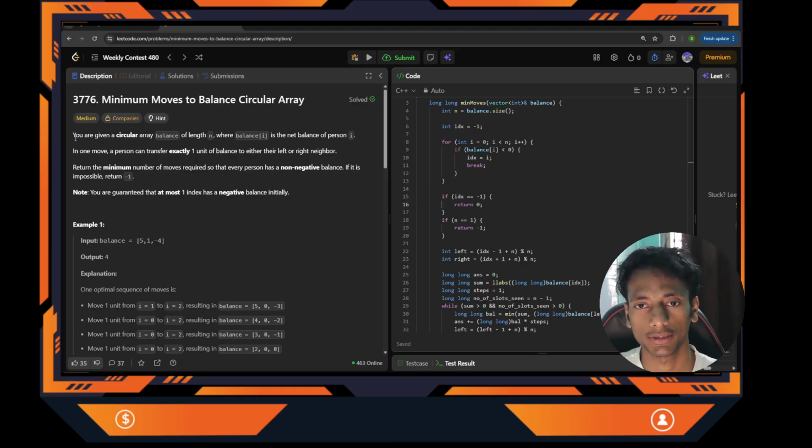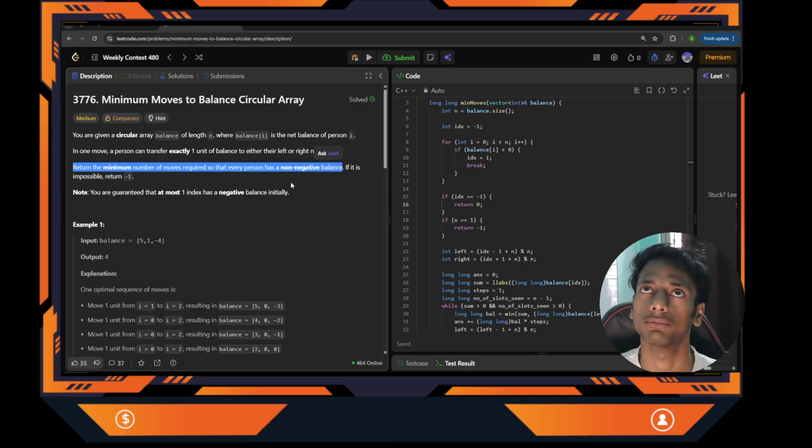You are given a circular array balance of length n, where balance[i] is the net balance of person i. In one move, a person can transfer exactly one unit of balance to either their left or right neighbor. Return the minimum number of moves required so that every person has a non-negative balance. If it is impossible, return -1.